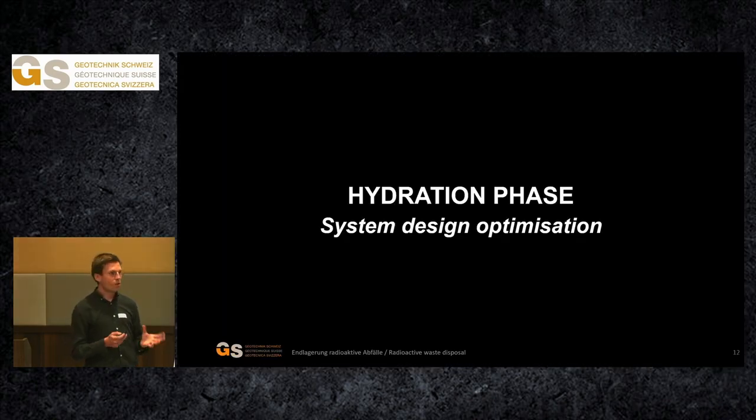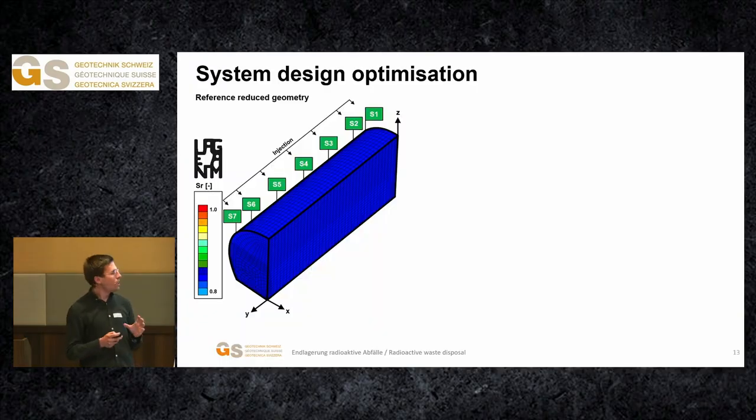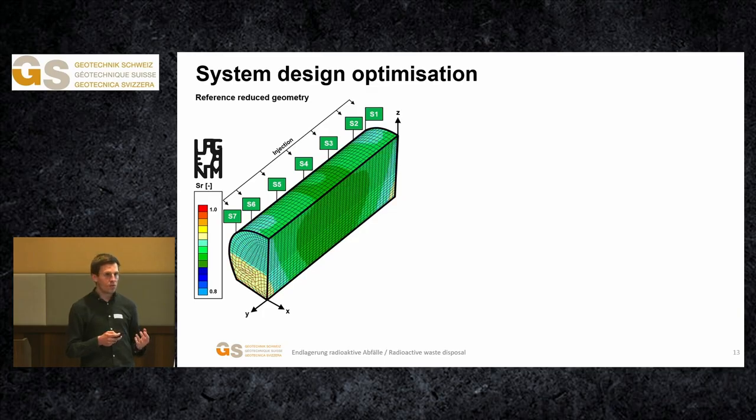So that's it for the description of the model, and let's now continue with the simulation of the hydration phase, focusing more specifically on the optimization of the system design. To do so, we only consider the backfill and the geotextile membranes, and the rest of the system is neglected for the moment. For this reference reduced geometry, the progressive resaturation of the backfill is achieved through the simultaneous activation of the different membranes, leading to a fully saturated state at the end of the simulation.